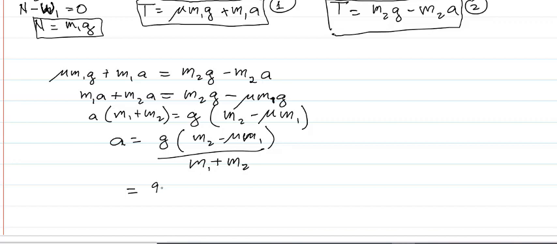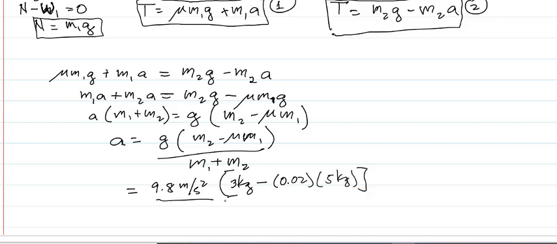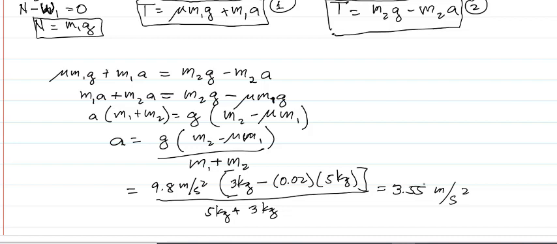Plugging in the values, g is equal to 9.8 meters per second squared, and then M2 is 3 kilograms, and then minus, the mu is 0.02, and then M1 is 5 kilograms, all over M1 which is 5 kilograms plus 3 kilograms. So our acceleration is equal to 3.55 meters per second squared. So the kilograms cancelled out, so we are left with this unit, and this is the unit for acceleration.